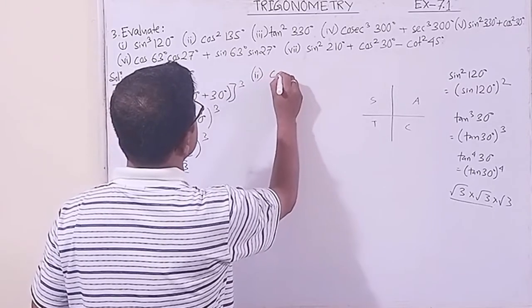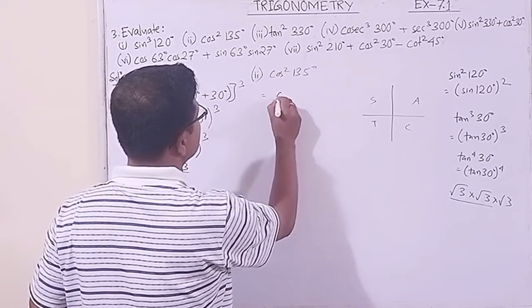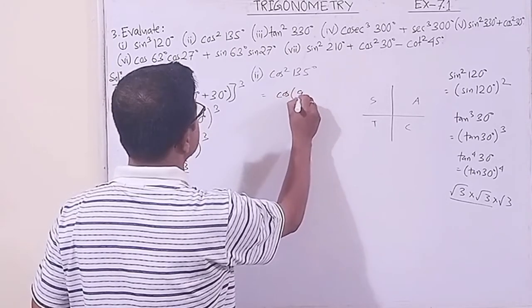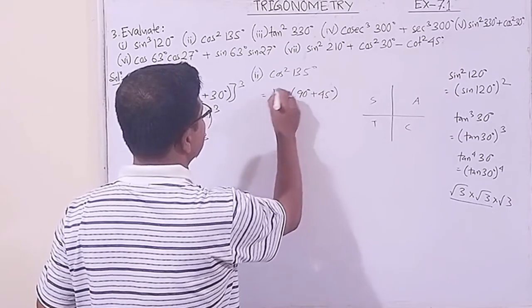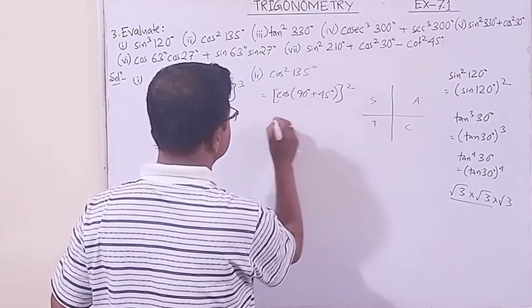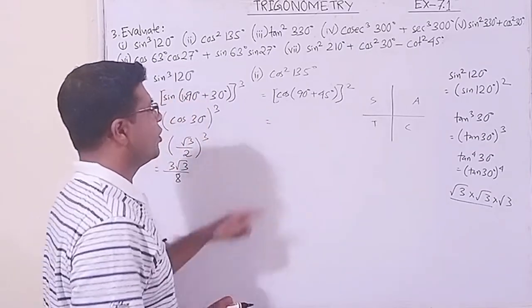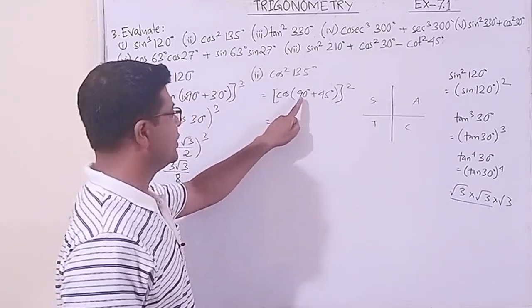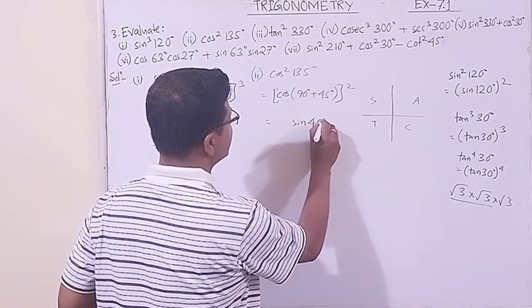It is cos square 135 degree. So let us do cos of 90 plus 45 degree. We have to write its square. Right. Now dear students, you can see this is odd multiple of 90 degree, 1 into 90. So cos is converted to sine of 45 degree.